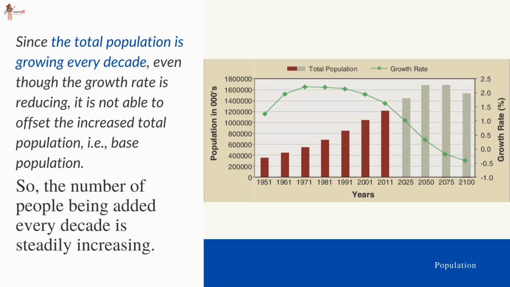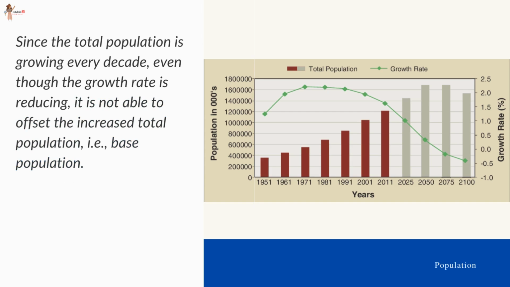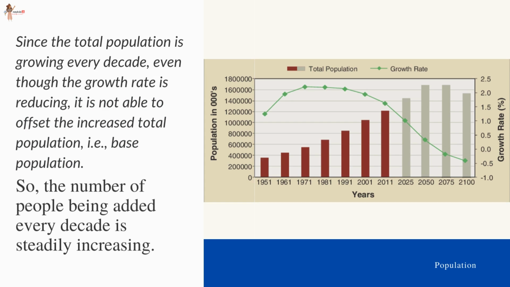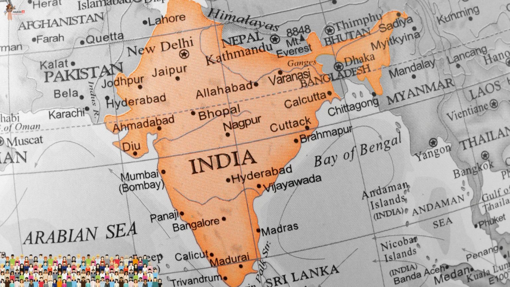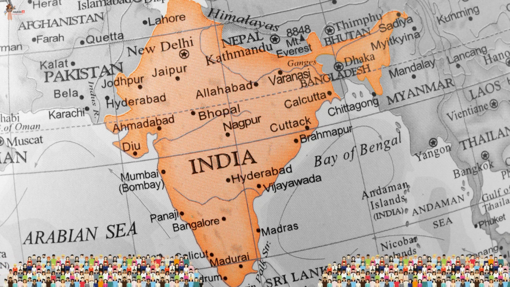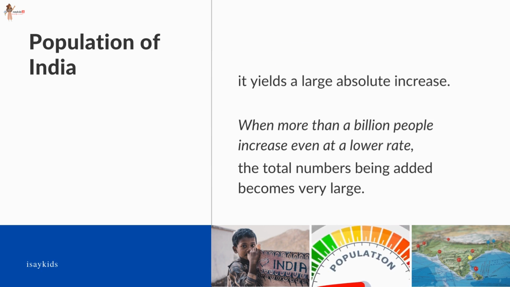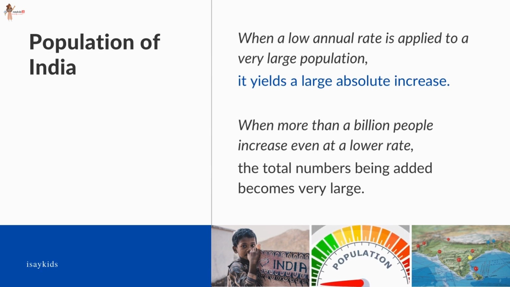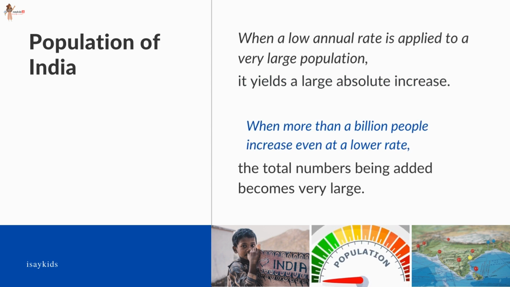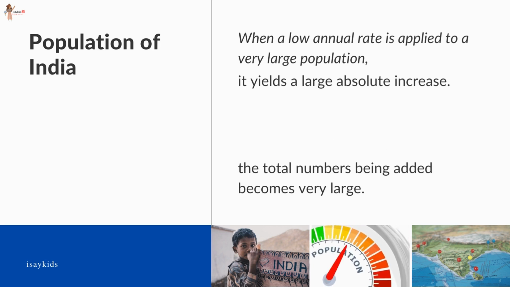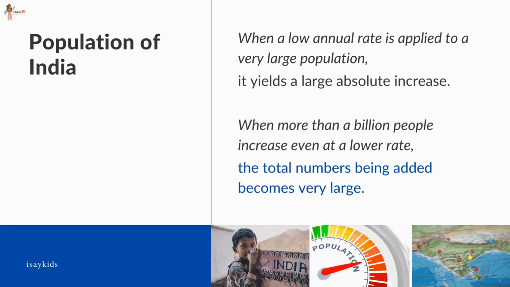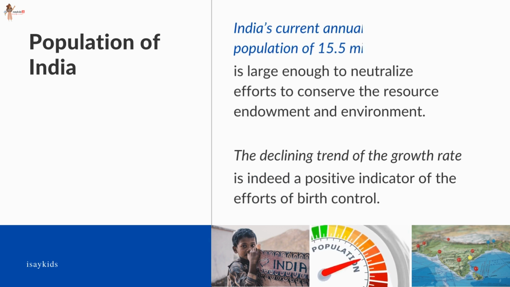Since the total population is growing every decade, even though the growth rate is reducing, it is not able to offset the increased total population, that is, base population. So, the number of people being added every decade is steadily increasing. It is essential to realize that India has a very large population. When a low annual rate is applied to a very large population, it yields a large absolute increase. When more than a billion people increase even at a lower rate, the total numbers being added becomes very large.